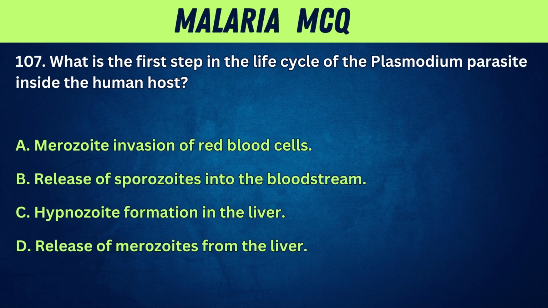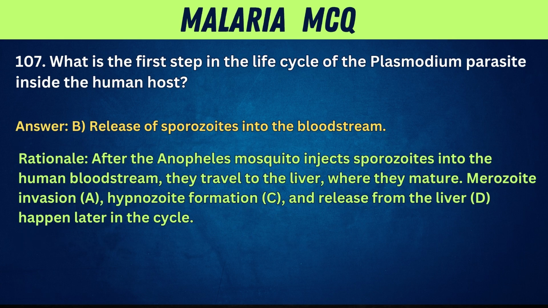107. What is the first step in the life cycle of the Plasmodium parasite inside the human host? A. Merozoite invasion of red blood cells. B. Release of sporozoites into the bloodstream. C. Hypnozoite formation in the liver. D. Release of merozoites from the liver. Answer: B. Release of sporozoites into the bloodstream.